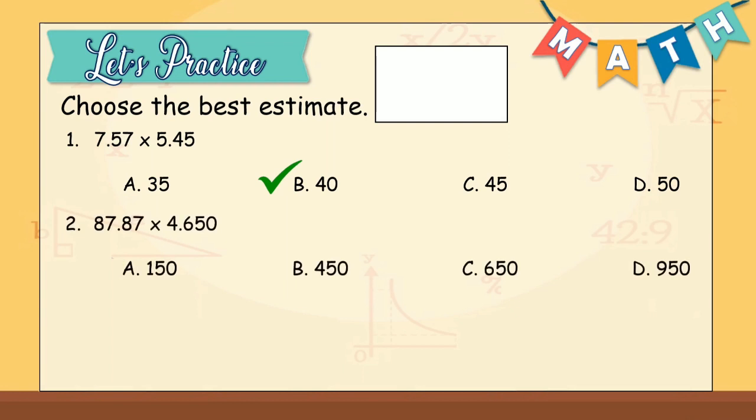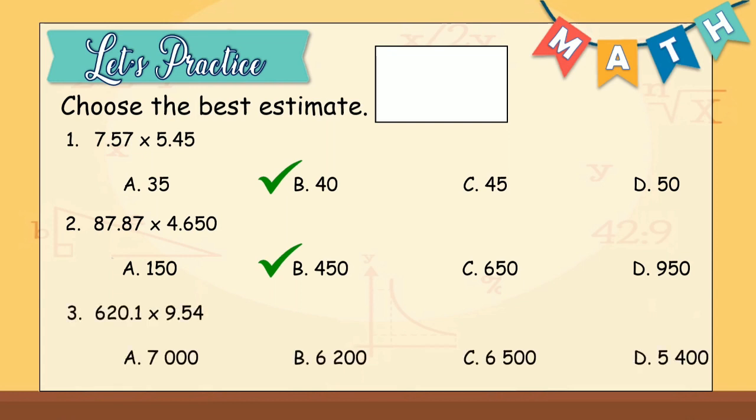Number 2. 87 and 87 hundredths times 4 and 650 thousandths is approximately A. 150, B. 450, C. 650, or D. 950. Alright, the best estimate is letter B, 450.